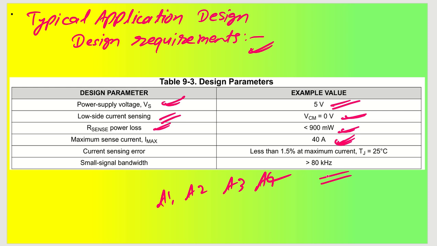Anyway, we will be utilizing any of the 4 devices, let's say A1 or A2 or A3 or A4, and we'll try to see which one is more suitable. And if you see, signal bandwidth, even A4 has 105 kilohertz, so that is not a problem, and this one has 350 kilohertz. Okay, so this is the good part, no problem.